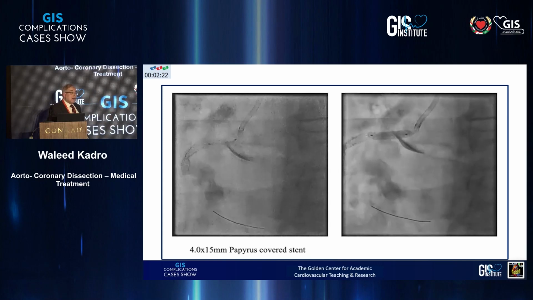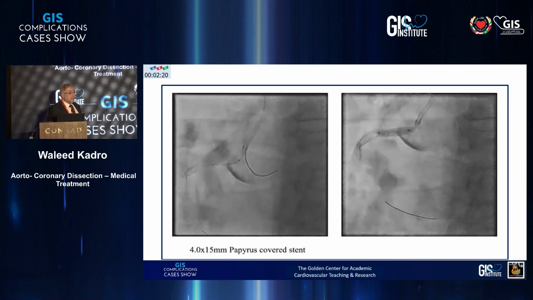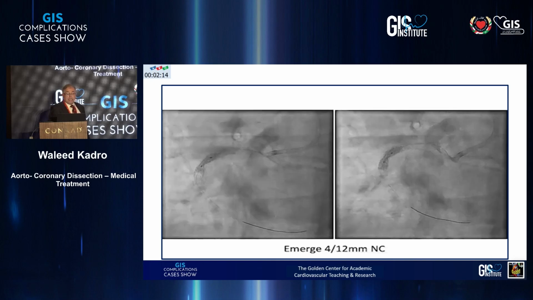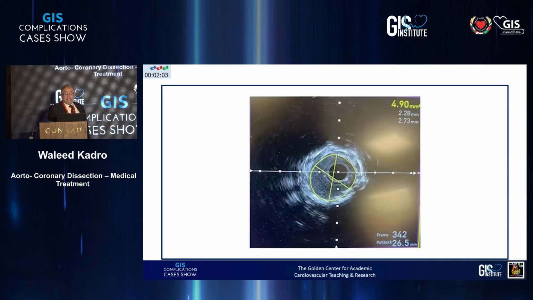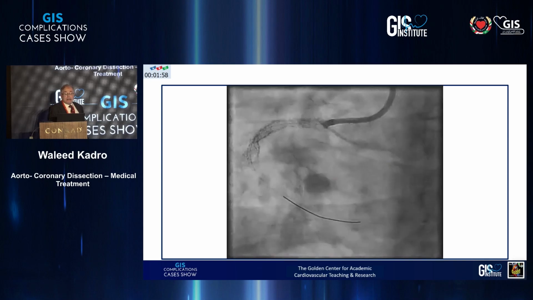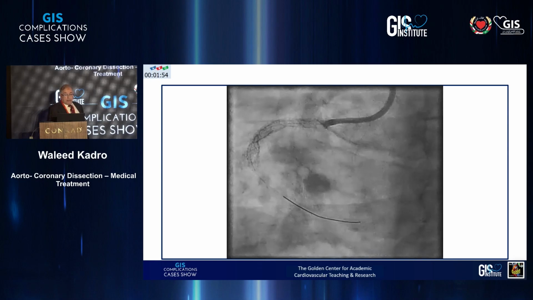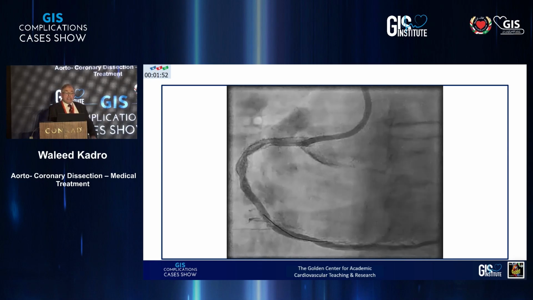I used a cover stent, and did post-dilation for this cover stent. Even when I tried another balloon in the lesion, I did not get any more extension. I did the IVUS of the lesion, and now I have 4.9 square centimeters. And this is the final angiogram. So the patient now is stable, and you see no filling.